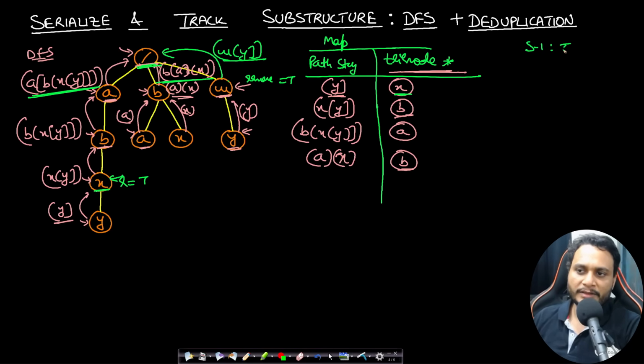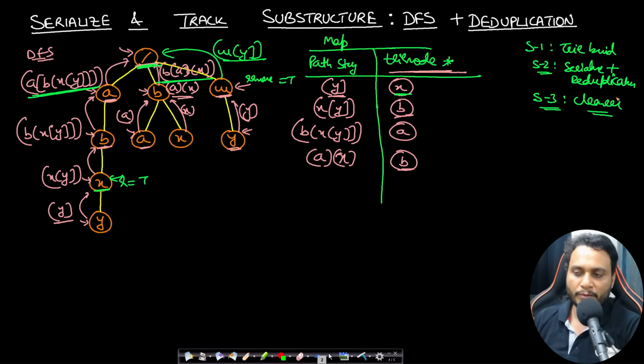Step 1 was building the trie. Step 2 was doing serialization, and plus you have done deduplication. That has been done now. And step 3, simply, you have to run the cleaner. How will the cleaner run? The cleaner will be running with DFS.